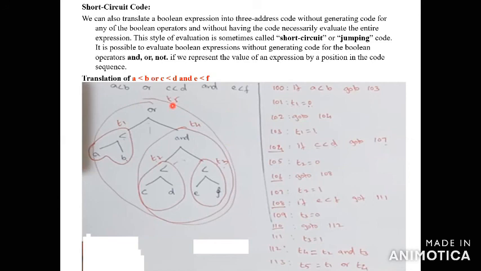Okay, A less than B is T1, C less than D is T2, E less than F is T3. What is the highest precedence? And is the highest precedence. So T4 will be equal to T2 and T3. Then T5 will be equal to T1 or T4. So according to the given grammar, first you write the 3 address code statements.